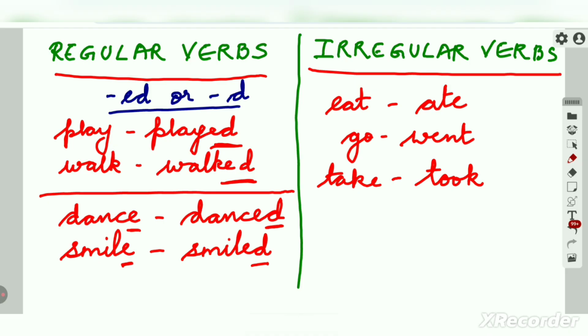Now coming to the irregular verbs. Irregular verbs are the verbs that completely change when they form the past tense, like eat, ate, go, went, take, took, and so on. Okay, so I have also added a PDF in the description with the useful past tense verb forms. You can download it and practice.